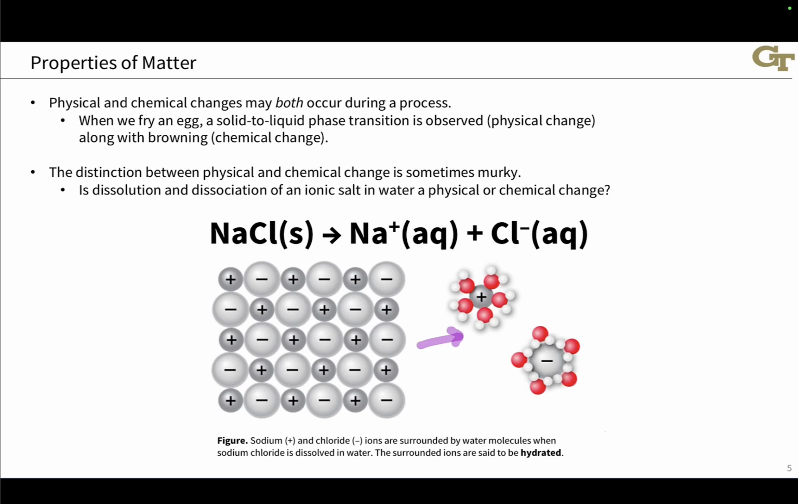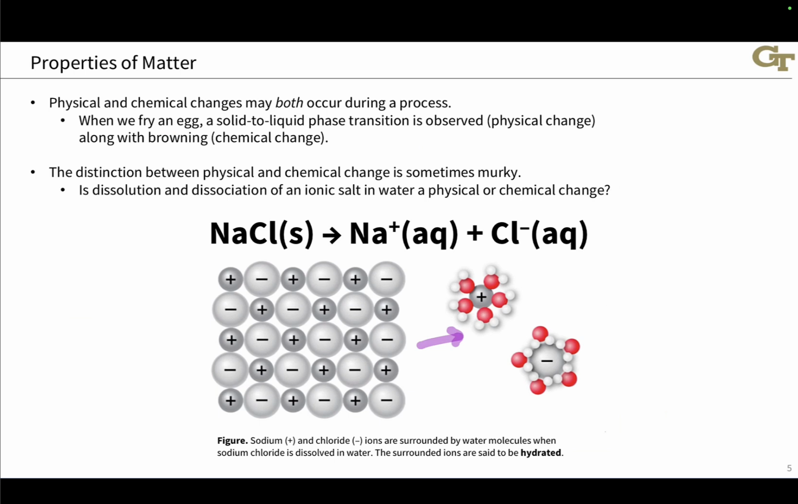And while that might be difficult to verify visually, chemical analysis of the different components of the egg before and after the frying process would verify that, yes, a chemical change took place. In general, though, there are cases where the distinction between physical and chemical change is a little bit murky. One example is the dissolution of an ionic salt in water.